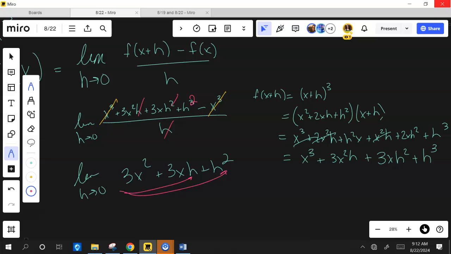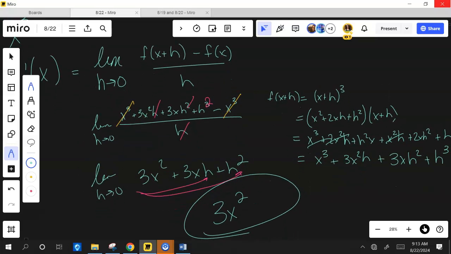Well, what does it equal? That's the answer. No, I will not give you credit for just writing 3x squared. You have to show me all this. Yeah. Probably higher than that.